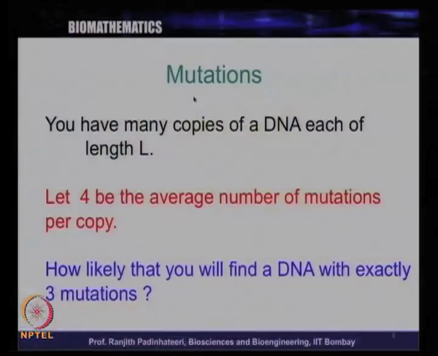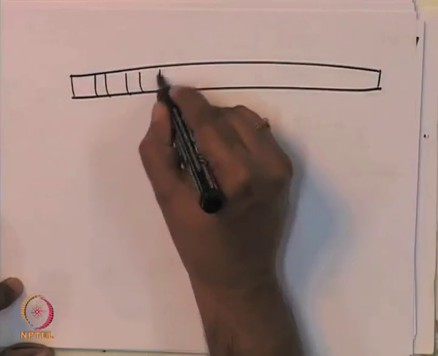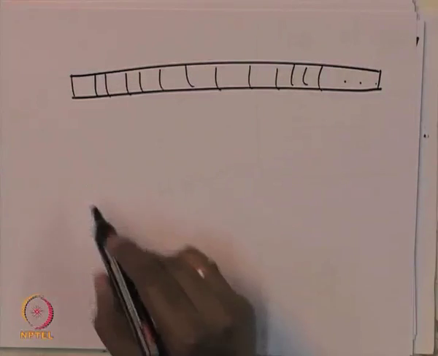Look at here. Let us say you have many copies of a DNA, each of length L. So, you have many copies of DNA, each having length L. Let us say 1000 base pairs of DNA. There are many copies like this.